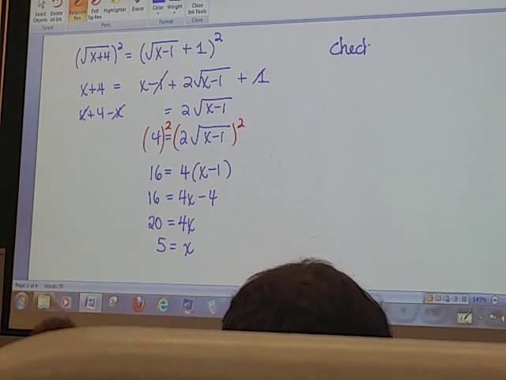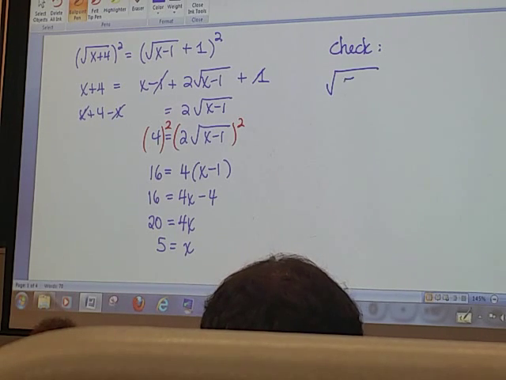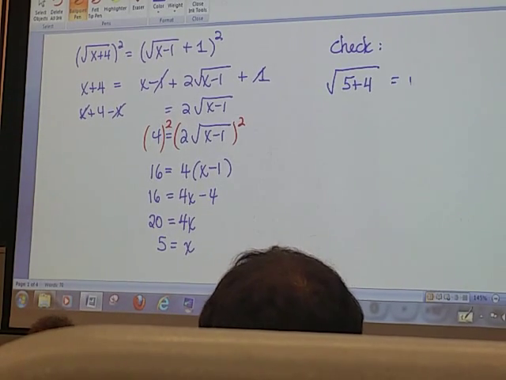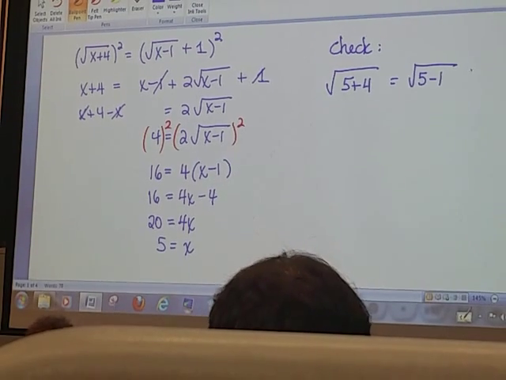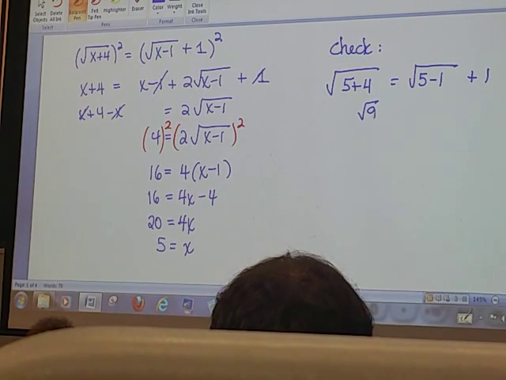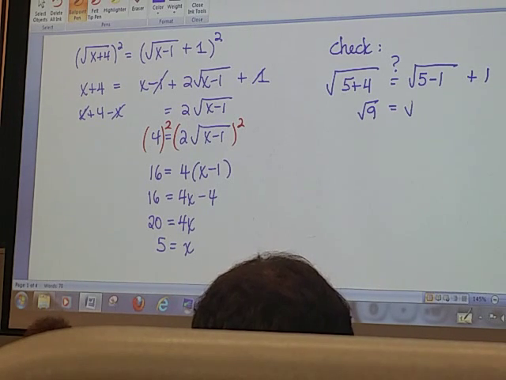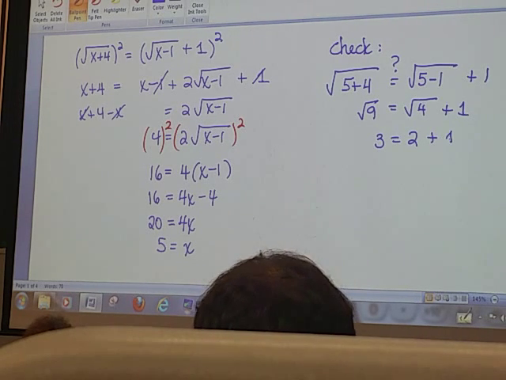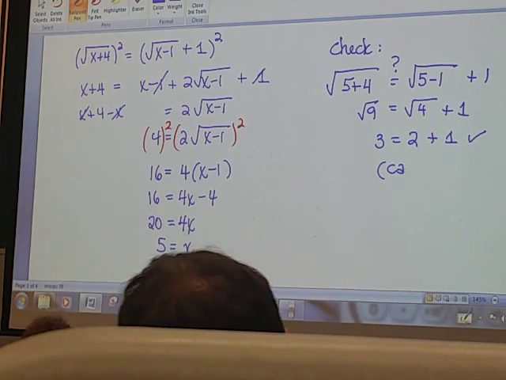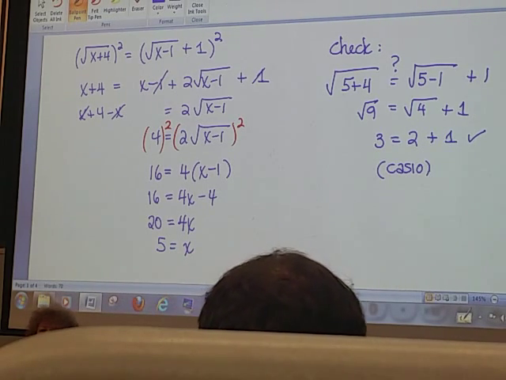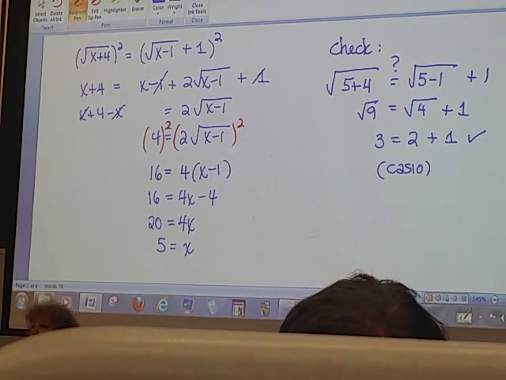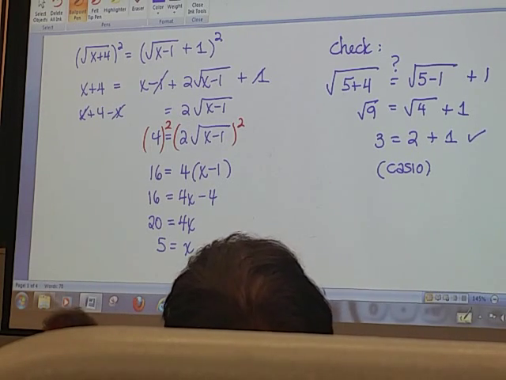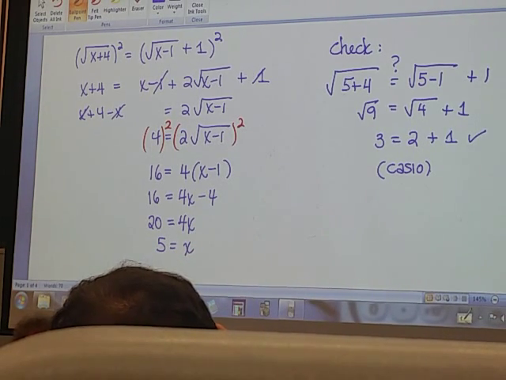And then I have to check. Does 5 plus 4 equal 5 minus 1 plus 1? So that's square root of 9 equals square root of 4 plus 1. 3 equals 2 plus 1. And then, of course, put down your pencil. You just have to remember to check it, because it's possible that it wouldn't work, and if that doesn't work, then you have no solution, because you'd have thrown away the only answer you have.